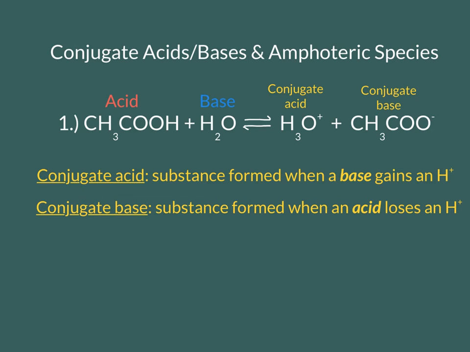These are called conjugate acids and conjugate bases because of what they act like in the reverse reaction. H3O, hydronium, is a conjugate acid because when we go in the reverse reaction, it goes from H3O to H2O, and it is a proton donor, so it acts like an acid. Same over here: CH3COO, our conjugate base, in the reverse reaction, is going to be a proton acceptor and act like a base.